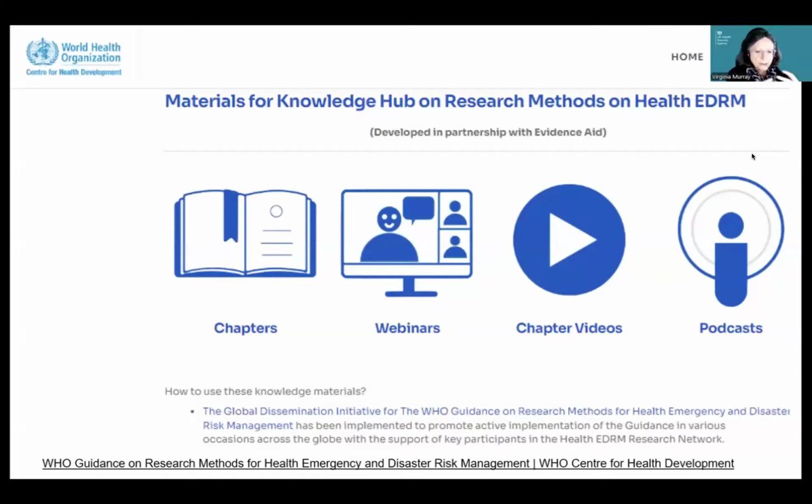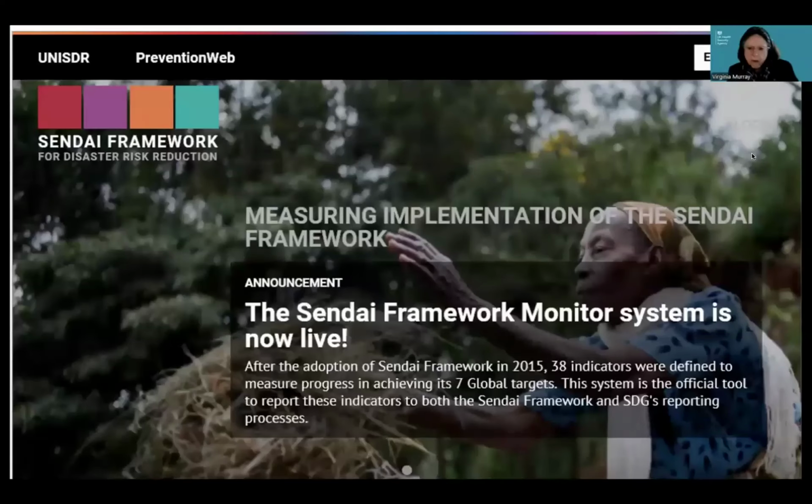So we know that health has a really critical role in working across everybody, and how we can do this. But part of that is also that it's important that we know how to measure whether we make any impact. And as part of the Sendai framework, we now have the Sendai framework monitor system.